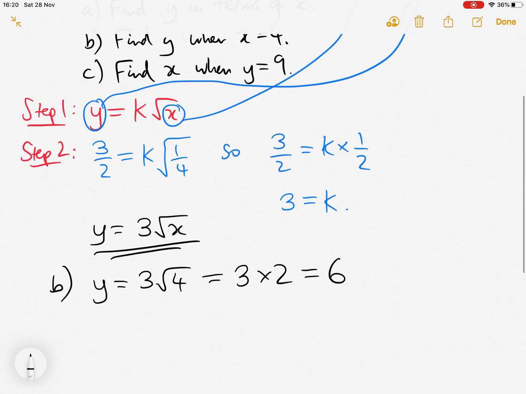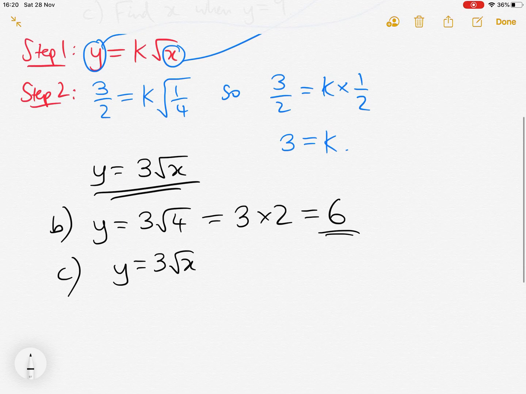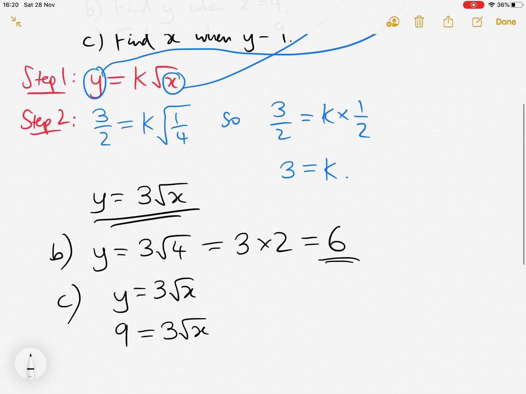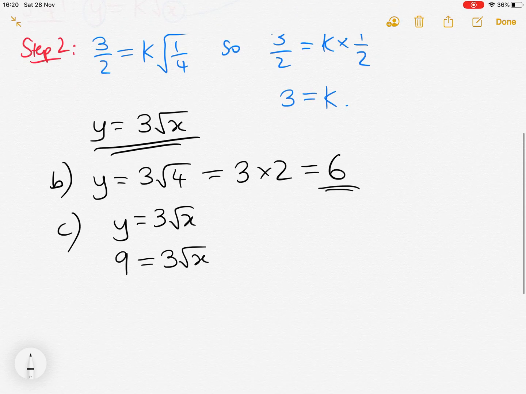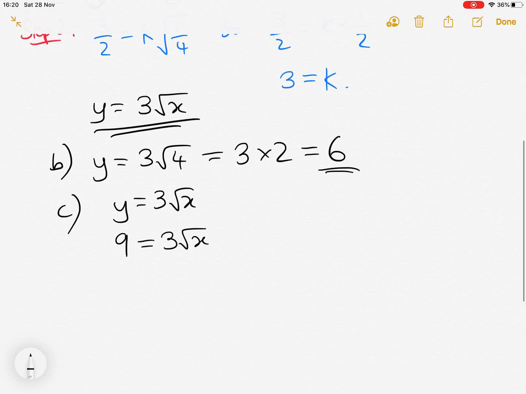And then part C says find x when y is 9. So again, we've got the formula y equals 3 times the square root of x. And this time we're told y is 9. So we can just replace the y here with 9, and we get 9 equals 3 times the square root of x. And the question is to find x. So we need to somehow get x on its own.